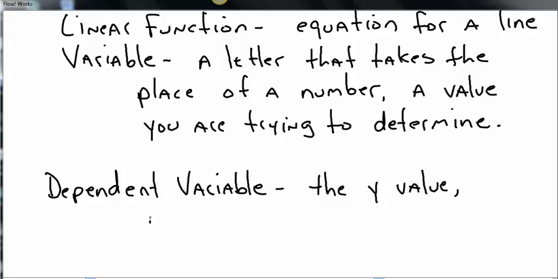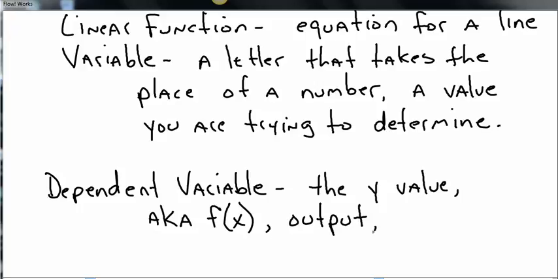All right? AKA f of x. Output. Range. Those are all the different names for the dependent variable. But they all mean the same thing. Okay? And let's say that it's on the vertical axis.